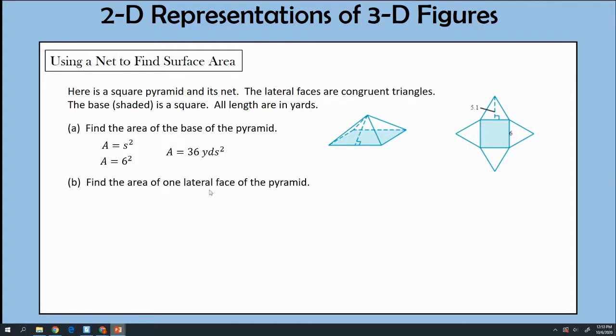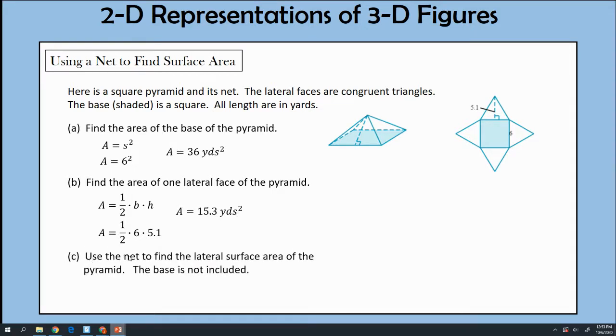Find the area of one lateral face. So they're calling the sides that aren't the bases the lateral faces. So they're saying find the area of one of the triangles. Well, remember this was a square, so it's 6, 6, 6, 6 all the way around. So we do 1/2 base times height. 6 is the base, 5.1 is the height. You can see it right here in the triangle. We're going to find the area here, and that's 15.3 yards squared.